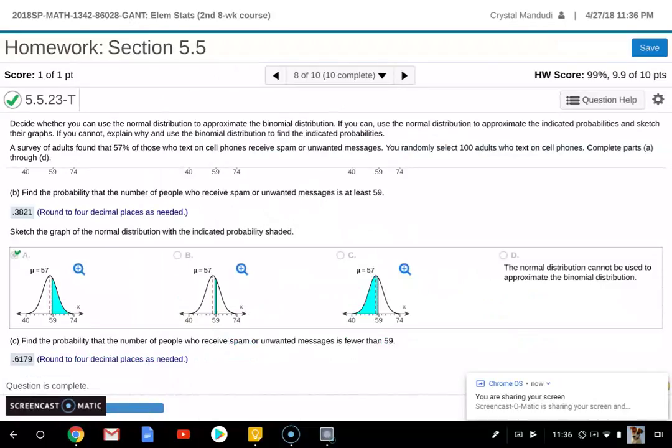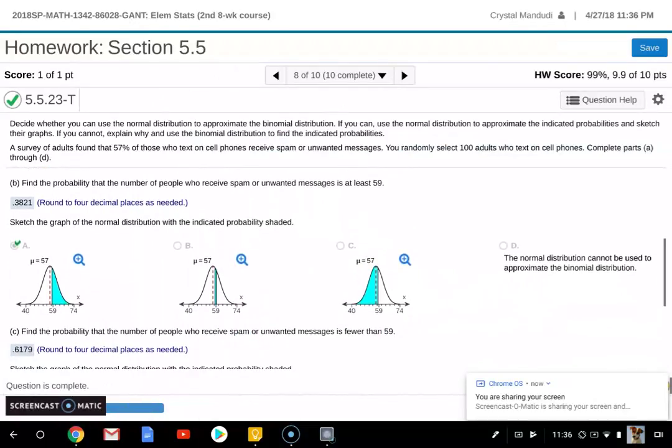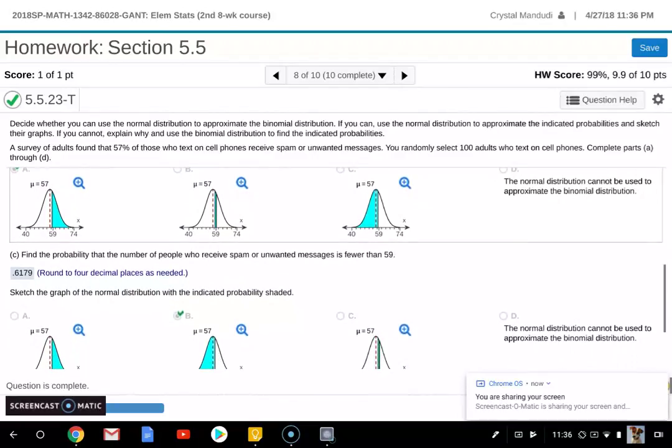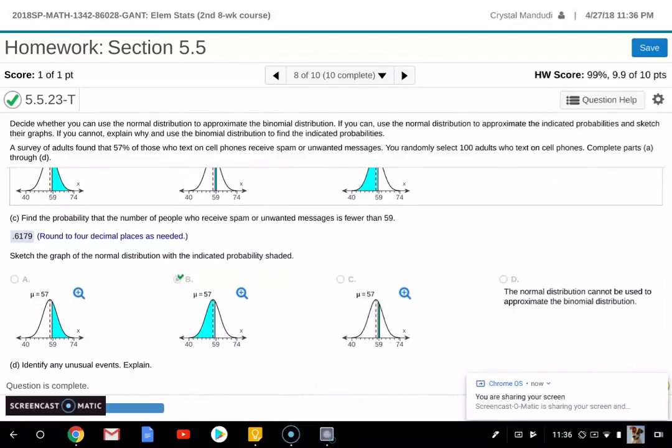We're going to do the same thing for the graph. We're going to see which is on the right side, and A is clearly on the right side. So your answer is A. And then lastly, we're going to do C, which is find the probability that the number of people who receive spam or unwanted messages is fewer than 59.